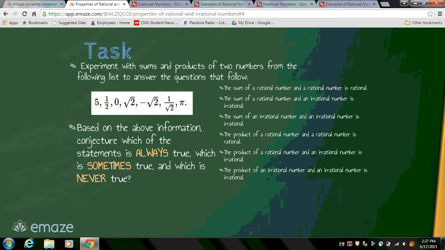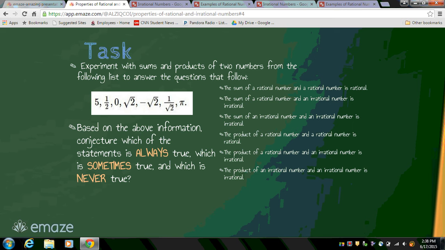Our task: experiment with sums and products of two numbers from the following list to answer the questions that follow: 5, 1/2, 0, square root of 2, negative square root of 2, 1 over the square root of 2, and pi. Based on the above information, conjecture which of the statements is always true, which is sometimes true, and which is never true.